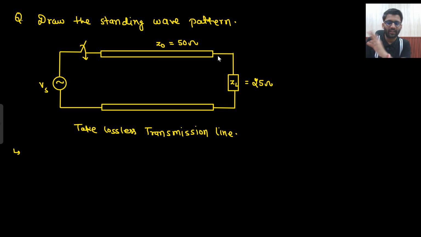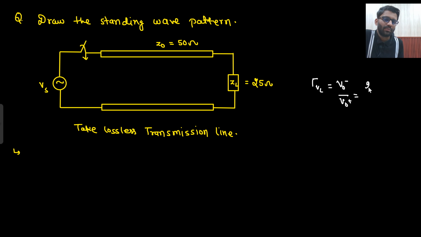ZL is 25 ohm, and the rest of the conditions are the same. So do it on your own now. Okay, now I am starting. The voltage reflection coefficient I will find first. I will only draw the voltage standing wave pattern, because the current standing wave pattern will just be the opposite of that. So what will be my voltage reflection coefficient at the load? That will be ZL minus Z0. And why am I finding it at the load? Because I know that my voltage reflection coefficient at the load is equal to V0 minus divided by V0 plus, and that is equal to ZL minus Z0 upon ZL plus Z0.